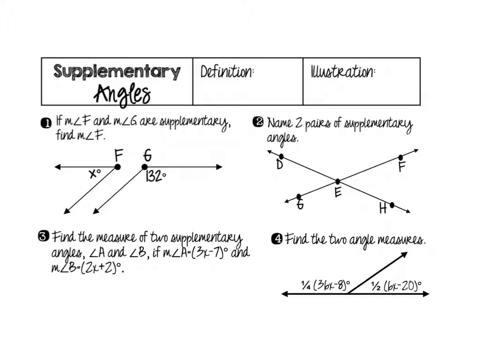Now we're going to take a look at some supplementary angles. Supplementary means that they add up or have a sum of 180. An illustration might look like this. Those angles are going to add up together to equal 180. I want you to try number 1 and number 2 on your own, and then we will go over them.